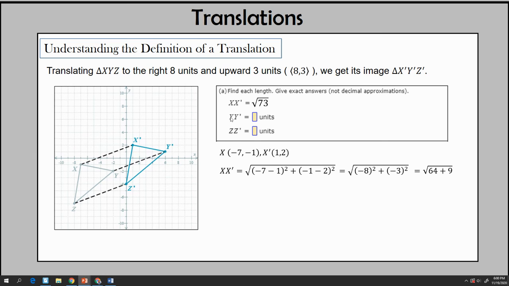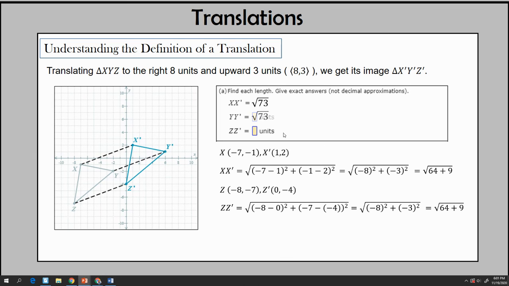All right. What's the distance from Y to Y prime? Y to Y prime. Well, Y is at, oh shoot, yeah, I did Z. Yep, I'm sorry, I'm doing Z right now. So I'm doing Z to Z prime. Z is at (-8, -7). Z prime is at (0, -4). How far is it? Well, distance formula. -8 minus 0, difference in the x's squared. -7 minus -4, difference in the y's squared. I wind up with -8 squared plus -3 squared again, and the answer is the square root of 73.